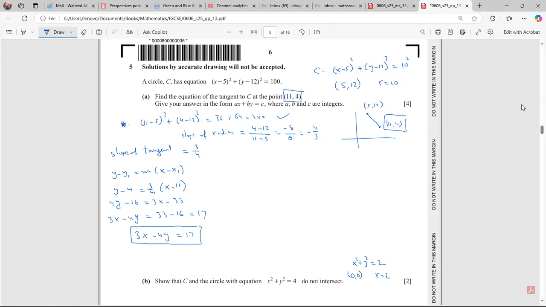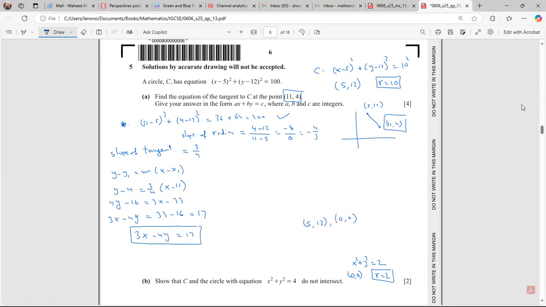Now you see these two circles. This was circle C, the given circle, and this one. The radius of this one is 10, and the radius of this one is 2. So the sum is 12. But what is the distance between the two centers? One center is (5, 12), and the other center is (0, 0).